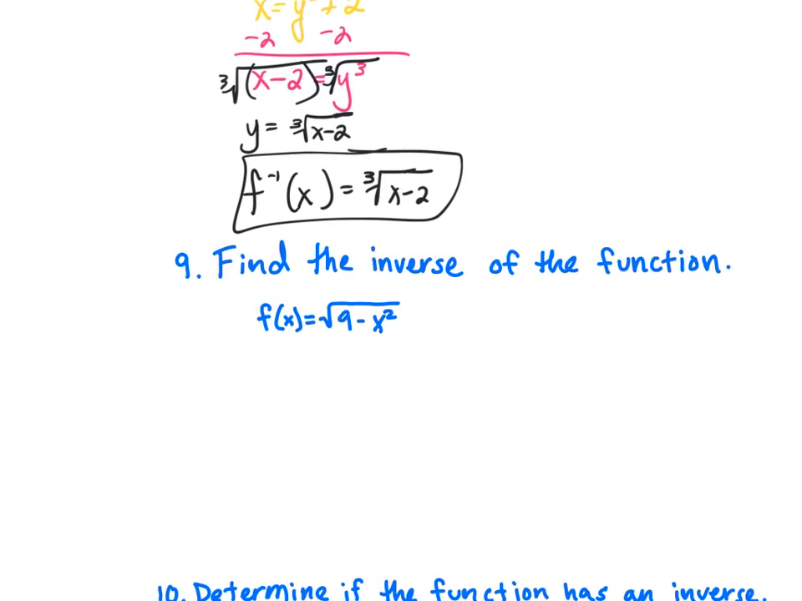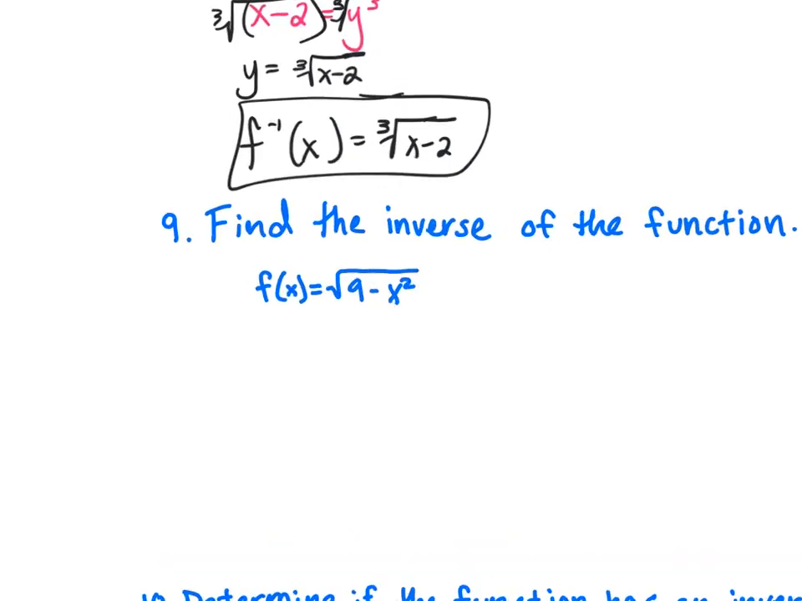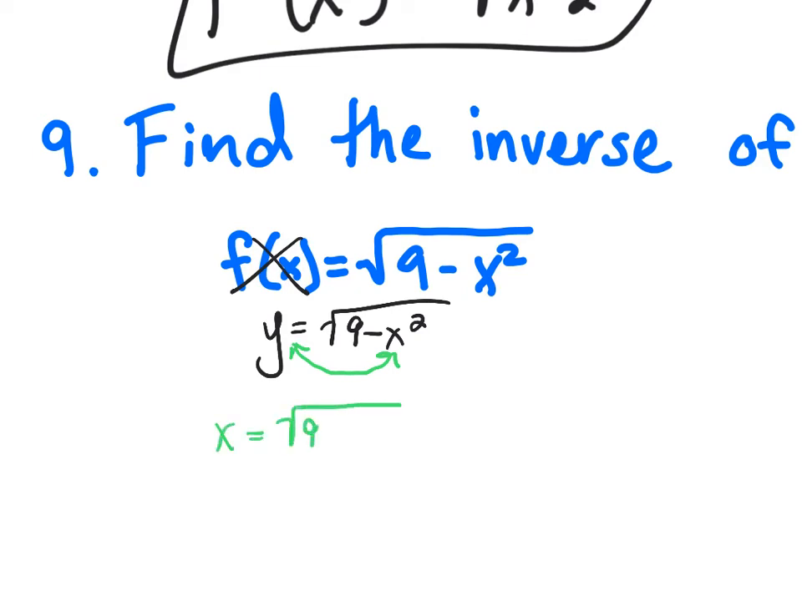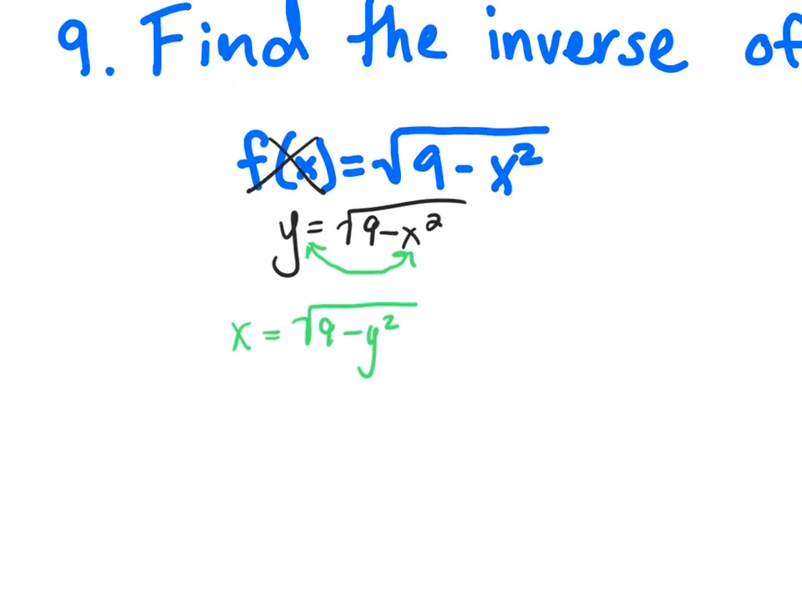Find the inverse of the function. Again, same concept, guys, same thing. The first thing I'm going to do is cross off f of x, make it a y. So I have 9 minus x squared. Now I switch the places of my x and y, so it becomes x equals the square root of 9 minus y squared. And now we solve for y.